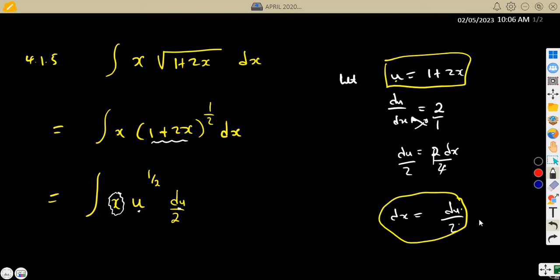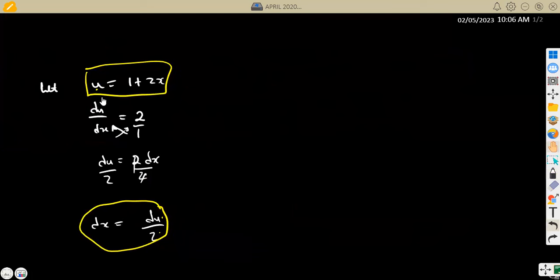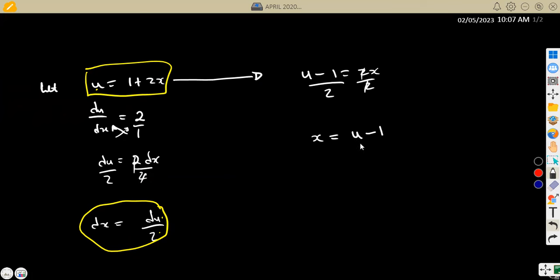You cross-check back to where you made the substitution. Can you make x the subject in terms of u, so that you can substitute in place of x? Because this is a substitution of u that we made in terms of x. Can we make x the subject from this also? Is it possible? Let's try. If you transpose 1 to that side, it is u minus 1 is equal to 2x. We divide by 2. Yes, we can make x the subject. So x in terms of u can be written as u minus 1 over 2.